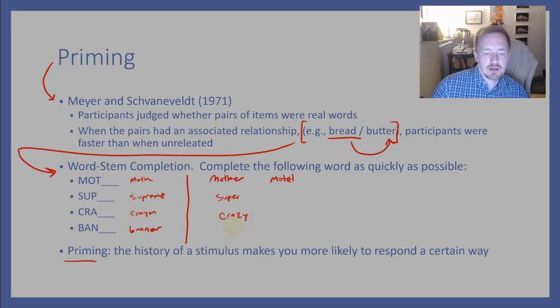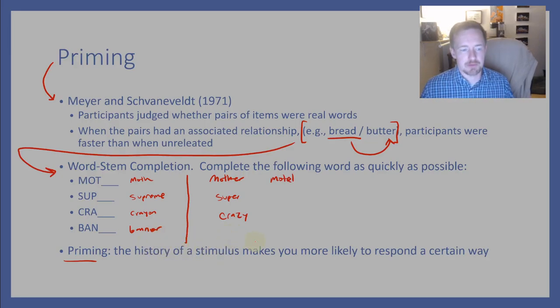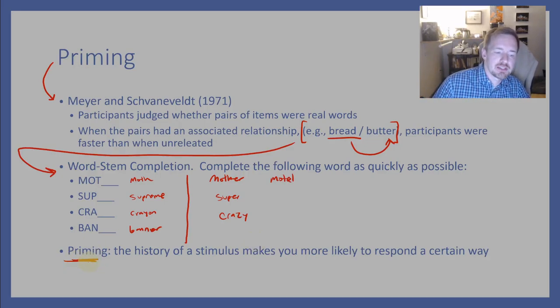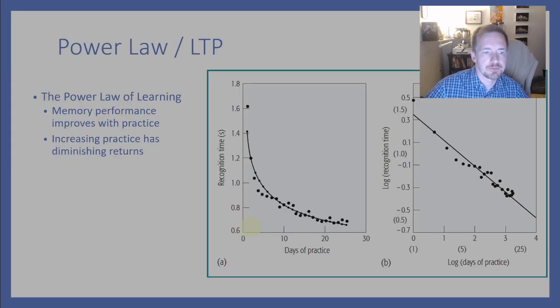For banner, I actually don't remember what the most common one for that is, but it might be band or something like that. The point is that your previous exposure to that list changes the way you retrieve those word cues.